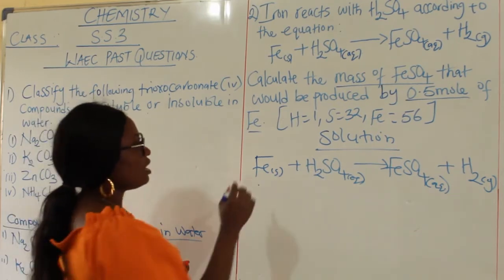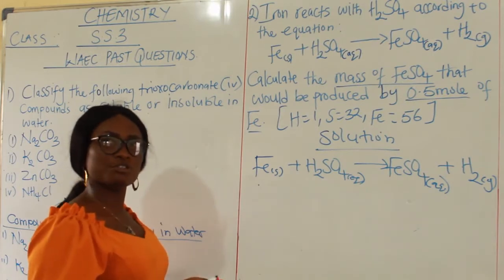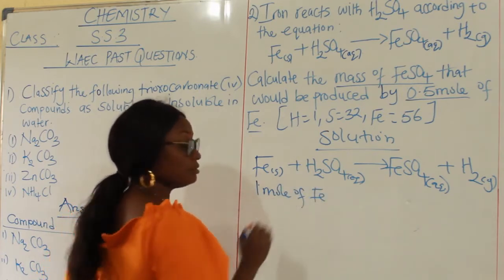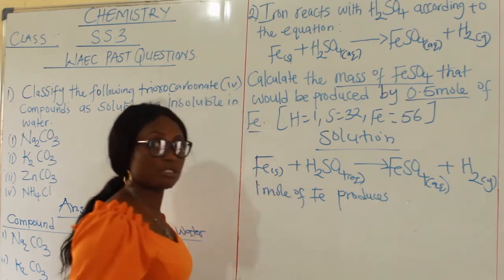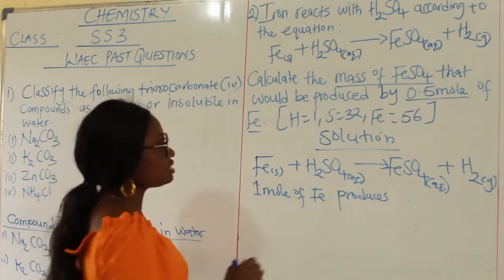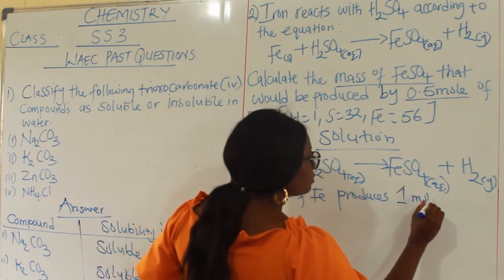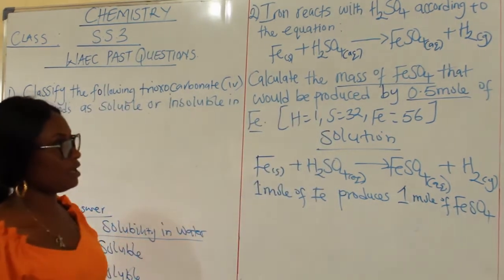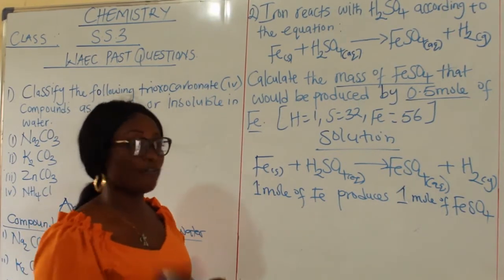So since we are working with iron and iron sulfate, we equate them in terms of ratio, okay? So you say 1 mole of iron produces, I'm teaching you how to answer it, should you come across it in WAEC. 1 mole of iron, okay, let me just write it. 1 mole of iron produces how many moles of iron sulfate? 1 mole. Produces 1 mole of iron sulfate. Beautiful.